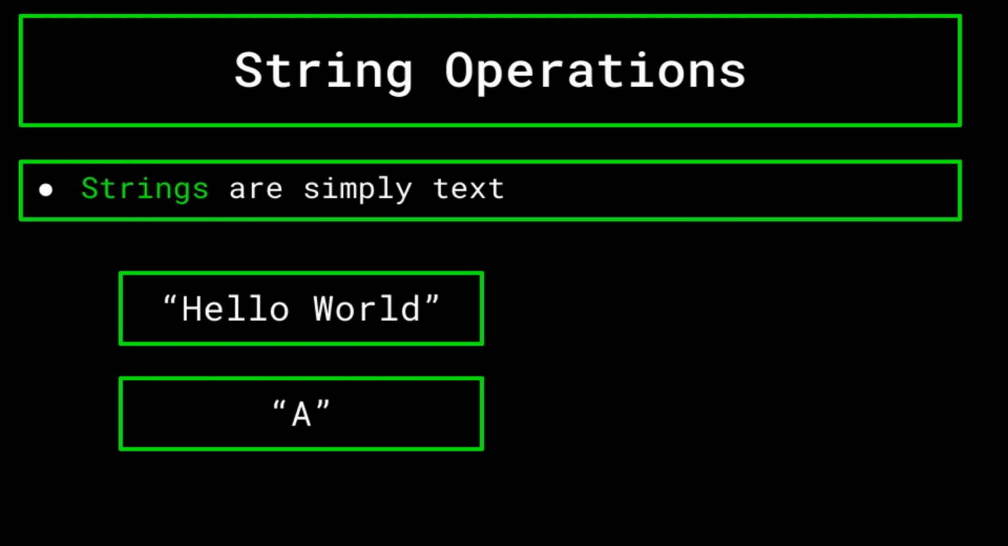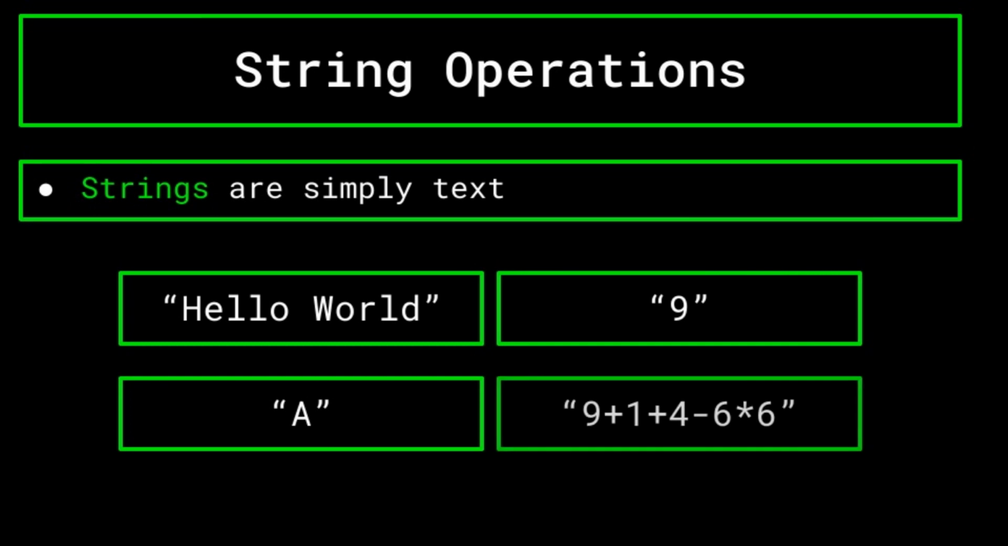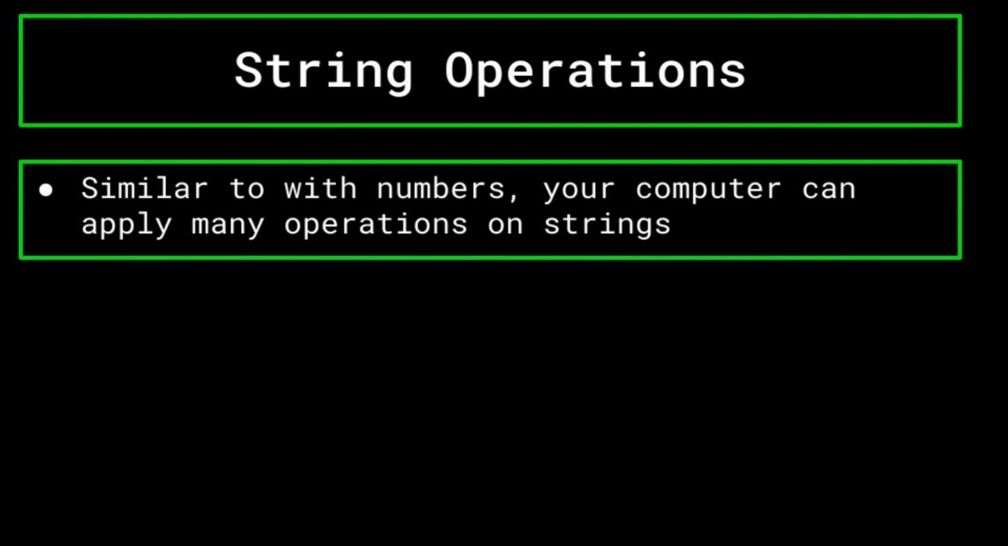Keep in mind that this means that 9 is a string when it is enclosed in quotes, as is 9 plus 1 plus 4 minus 6 times 6. These may look like integers, but the computer will treat them very differently, as they are indeed strings. There are multiple operations that you can do with strings, similar to the operations that you can carry out on numbers. The following examples are going to be using Python to show some string operations.